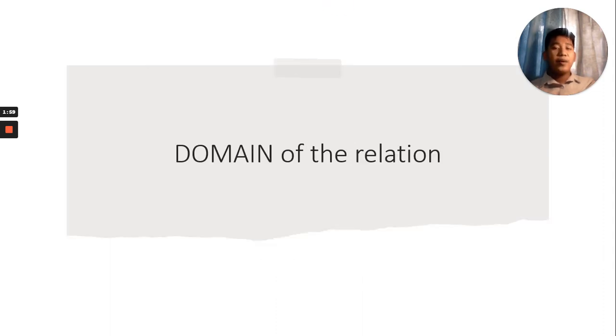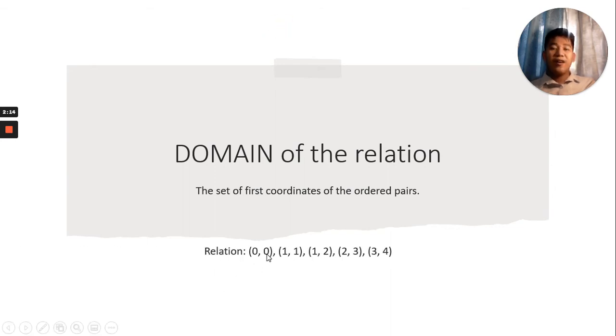Next, how about the domain of the relation? The domain of the relation is the set of first coordinates of the ordered pairs. We all know that the first coordinate of the ordered pair is called the abscissa, so it is the set of all x. We have here the relation (0, 0), (1, 1), (1, 2), (2, 3), (3, 4). So what are the x coordinates? We have 0, 1, 2, 3. Notice that there are 5 ordered pairs, but we only have 4 elements in the domain. Why? Because 1 is repeated twice, so we just count it as 1 as we write it in the domain. So we only have 0, 1, 2, 3.